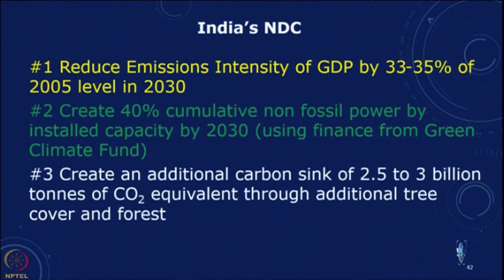In the case of India, the commitments that we have made are reducing the emissions intensity of GDP by about one third of the 2005 level in 2030. We are planning to create 40% of cumulative non-fossil power by installed capacity by 2030, and we expect that we would get some finance from the International Green Climate Fund for this. We also plan to create an additional carbon sink of 2.5 to 3 billion tons of CO2 equivalent through additional tree cover and forests. So we will discuss some of this and the economics of this in future lectures.